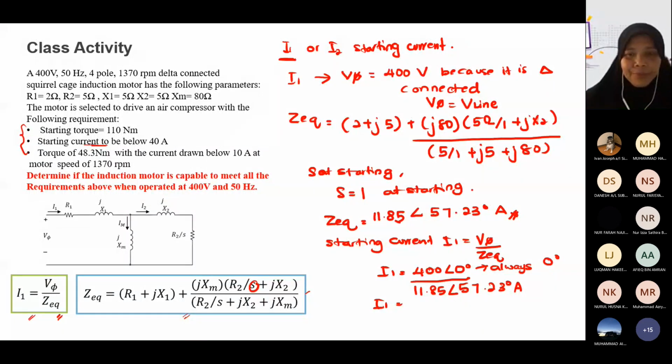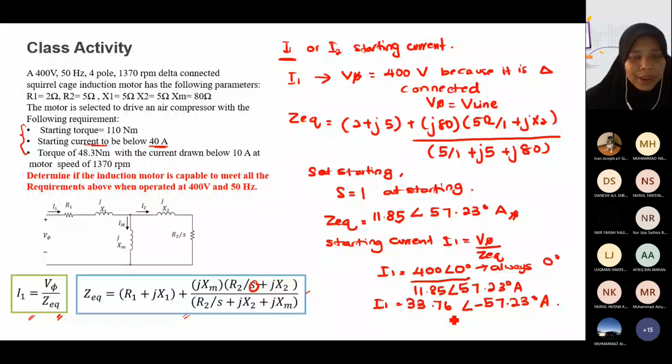33.76. Okay, you get 33.76 with angle negative 57.23 ampere. So, is this the current unit? Is this per phase current? Yes, right? Okay, so we look at this, this is 40 and we know we calculated I1 equal to 33.76.